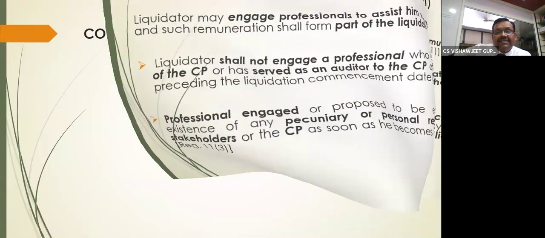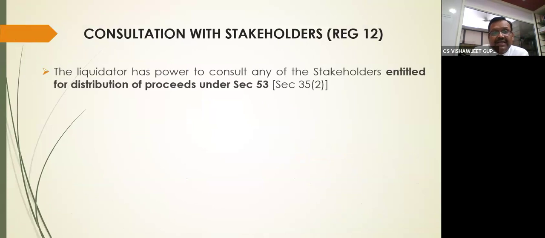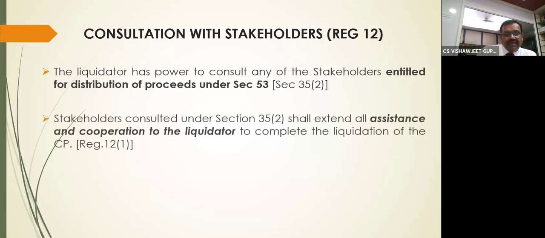Now, consultation with the stakeholders. Regulation 12 says that the liquidator has power to consult any of the stakeholders entitled for distribution of the proceeds under Section 53. The stakeholders consulted under Section 35, subsection 2 shall extend all the assistance and cooperation to the liquidator to complete the liquidation process of CP. So they will give all types of assistance and cooperation.